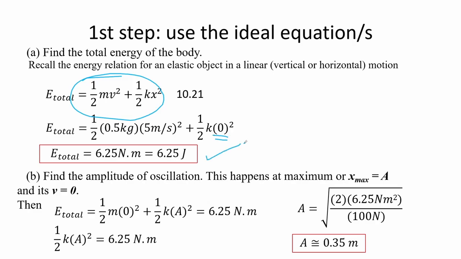For letter B, we find the amplitude of oscillation at the condition where its speed is equal to 0 and the length x is equal to A. We see that it is about 0.35 meters as the maximum amplitude of oscillation.